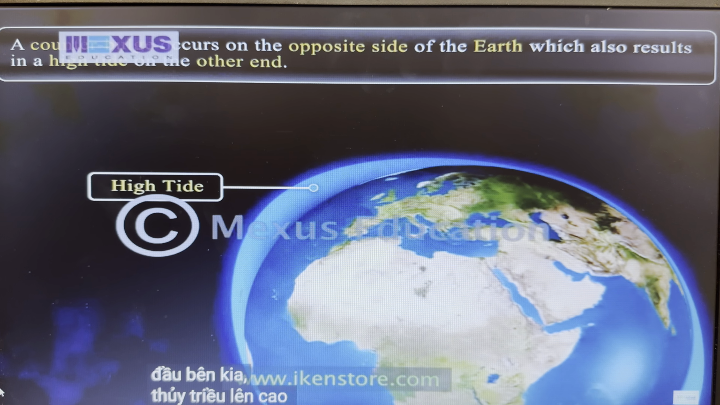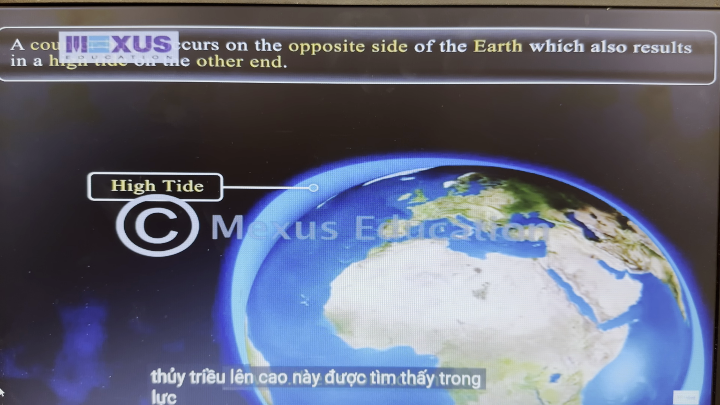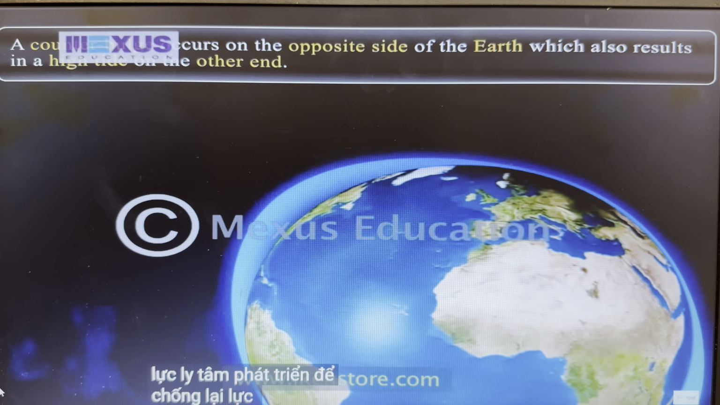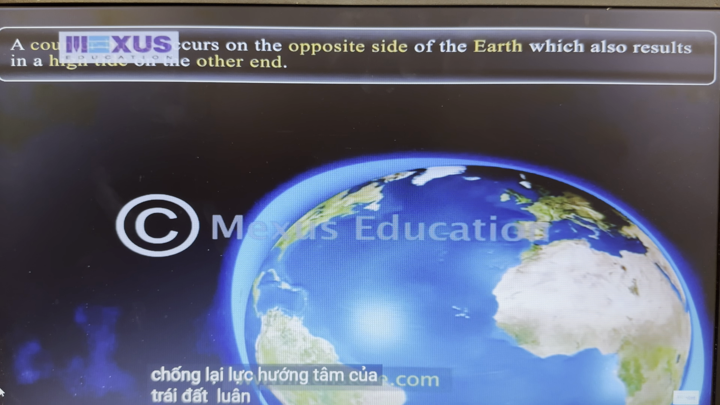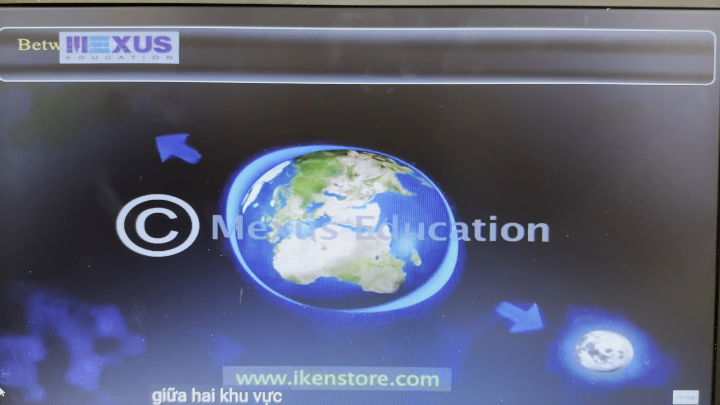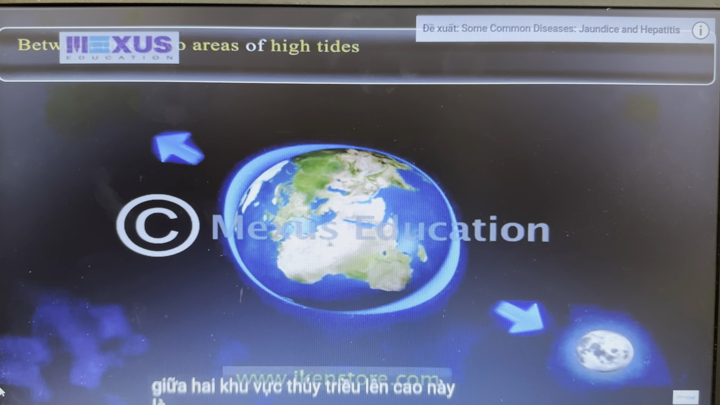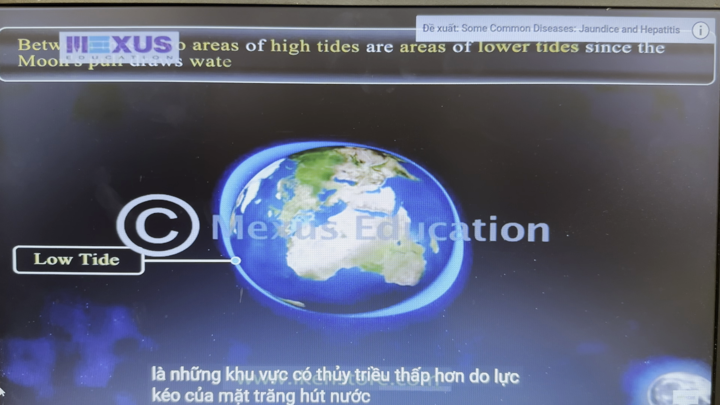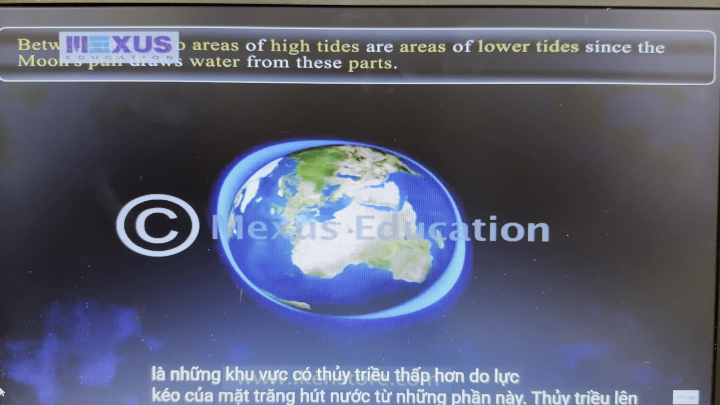This high tide is due to the centrifugal force, which develops to counter the centripetal force of the Earth's rotation. Between these two areas of high tides are areas of lower tides, since the moon's pull draws water from these parts.